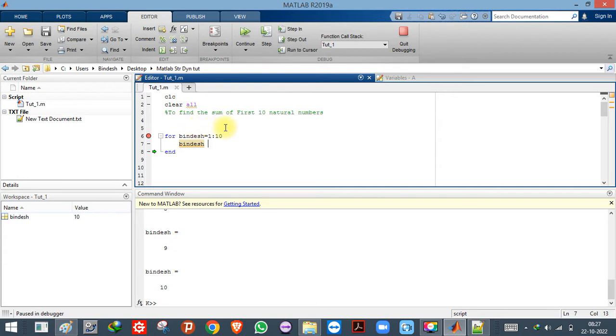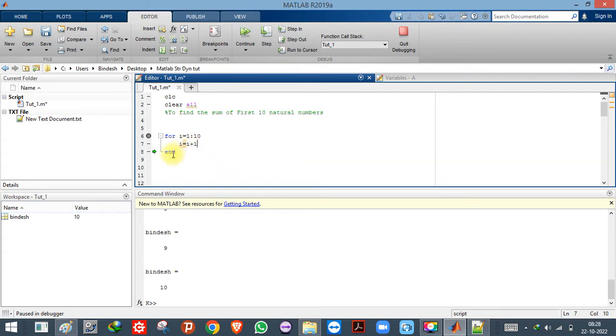Now we need to find the sum of first 10 natural numbers, okay. So I'll again make it I. Now sum of first 10 natural numbers means 1 plus 2 plus 3 plus 4 plus 5, isn't it? So what I'll do is you can simply execute it: I equal to I plus 1, okay.